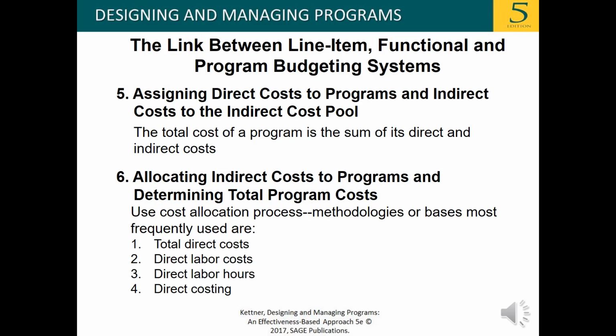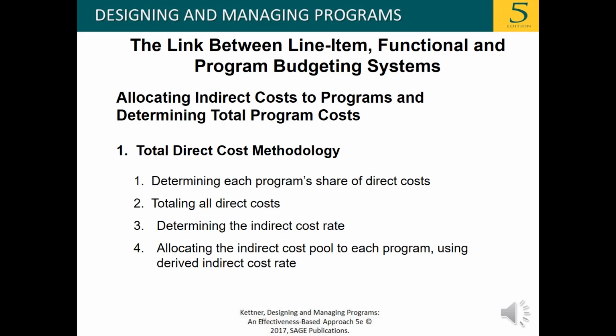Item 6, allocating indirect cost to programs and determining total program cost. This would be when we use the cost allocation process. Methodologies or bases most frequently used are total direct costs, direct labor costs, direct labor hours, and direct costing. The total direct cost methodology determines each program's share of direct costs, totals all the direct costs, determines the indirect cost rate, and allocates the indirect cost pool to each program using the derived indirect cost rate.